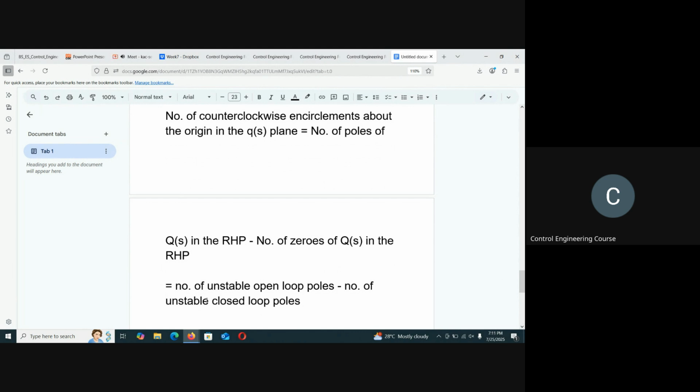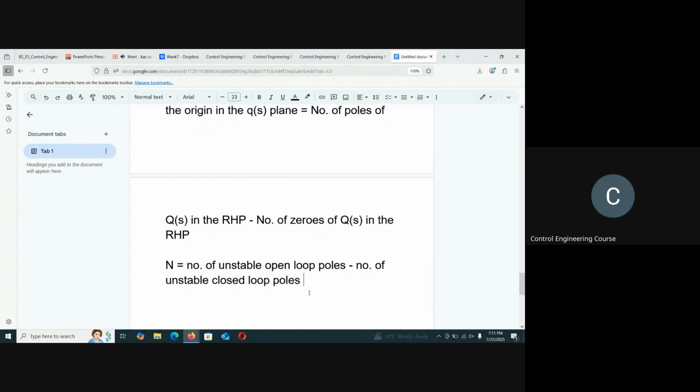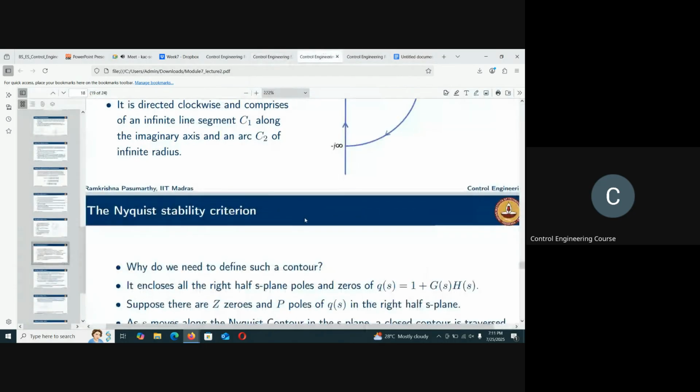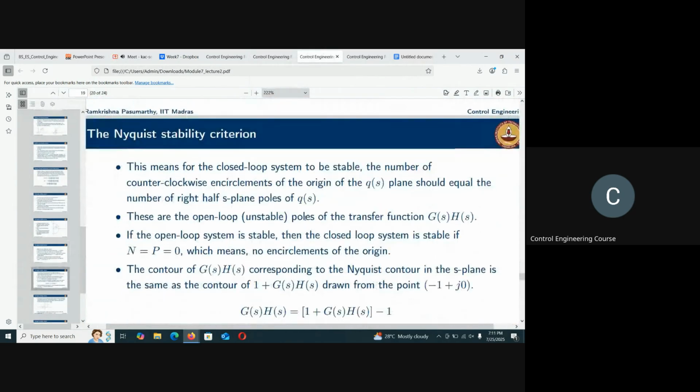Got it? So let's call this number of encirclements n. So now we have to go further again. A little bit more work is required for deriving the criterion.